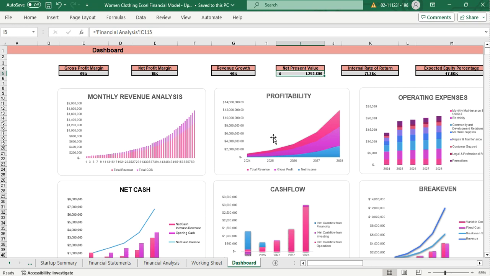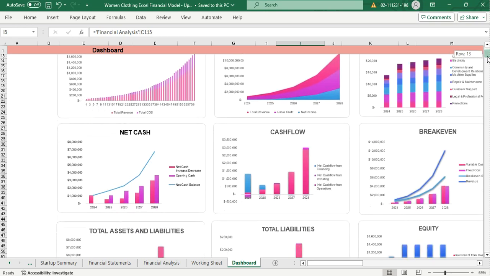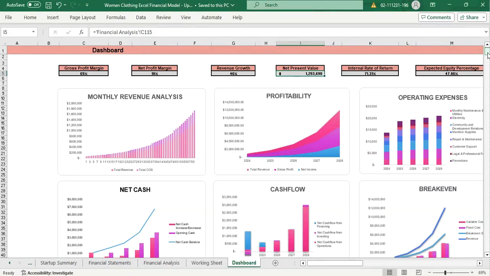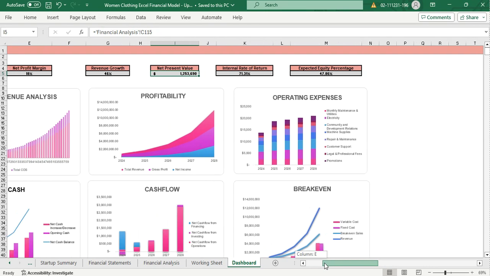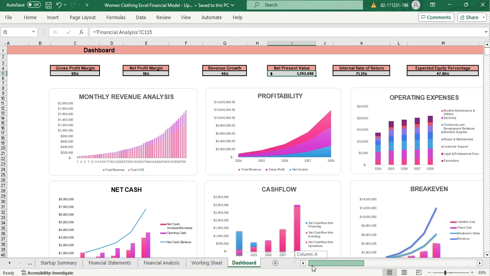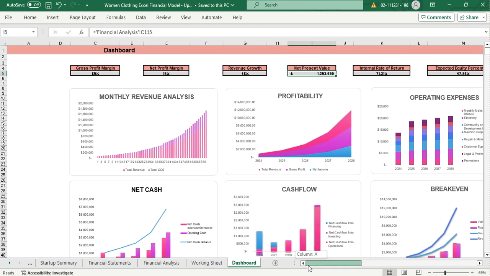What the user can do here is see the graphs and see where their business stands in terms of different things visually. In the dashboard, we also have the gross profit margin, net profit margin, revenue growth, net present value, the internal rate of return, which is the IRR, and the expected equity percentage. So basically, from here, the user can get a good point of view of where their business stands.